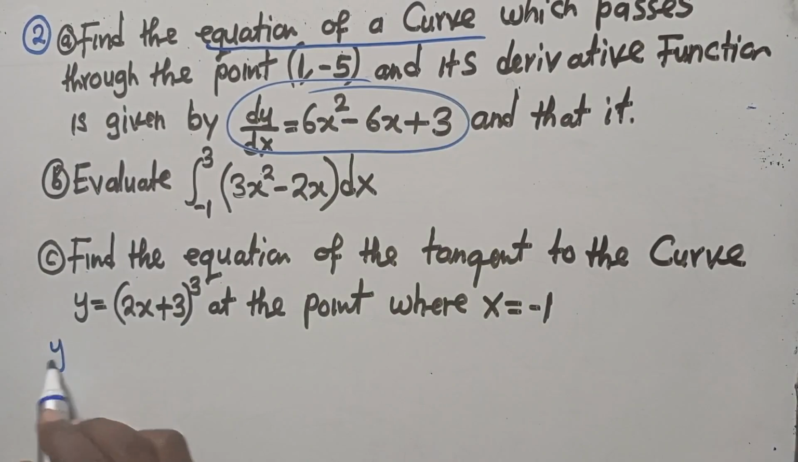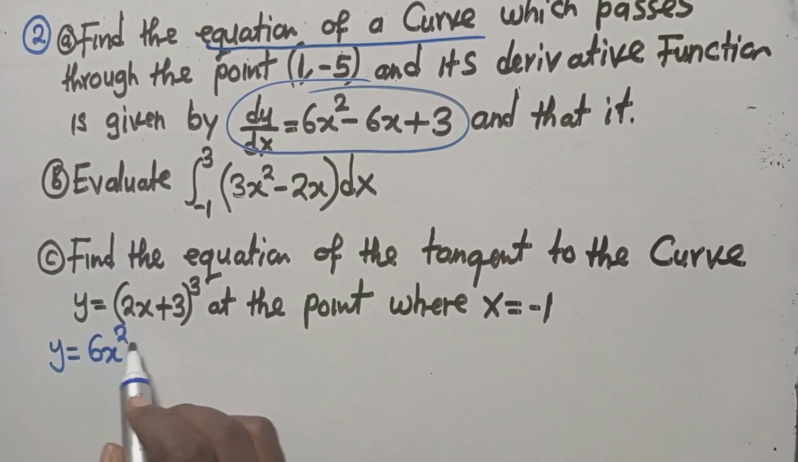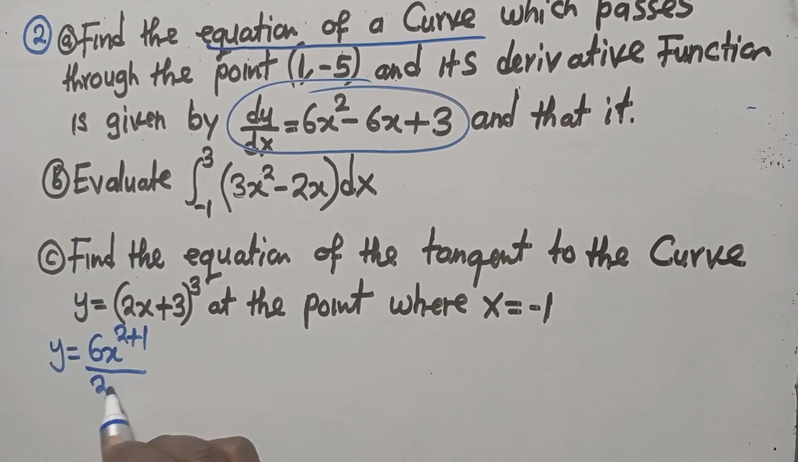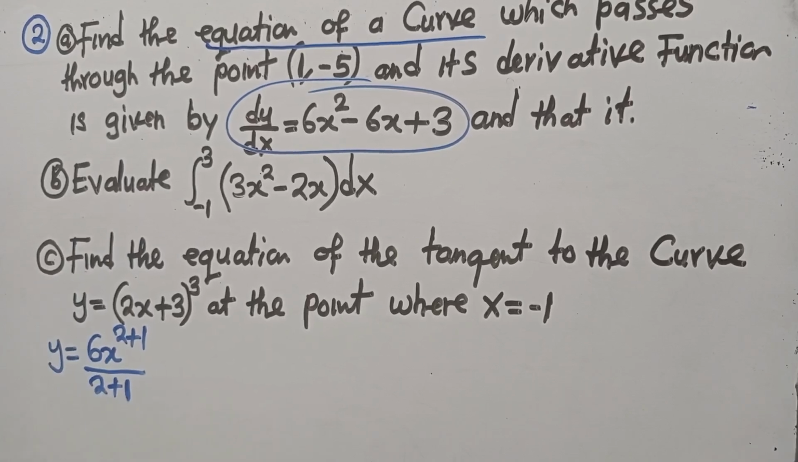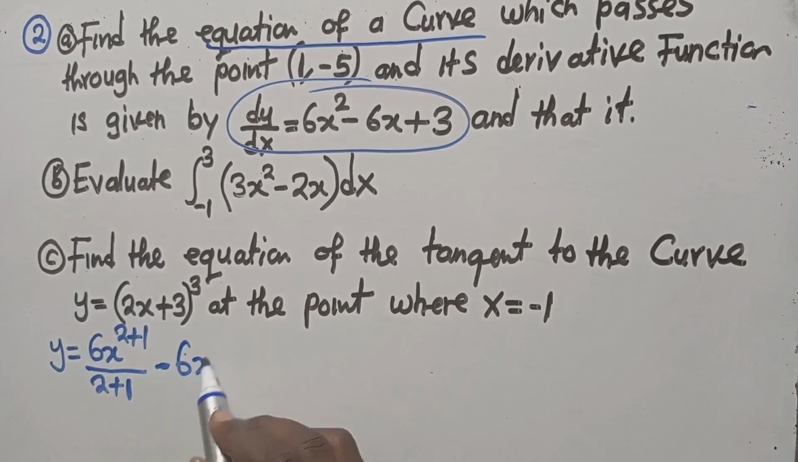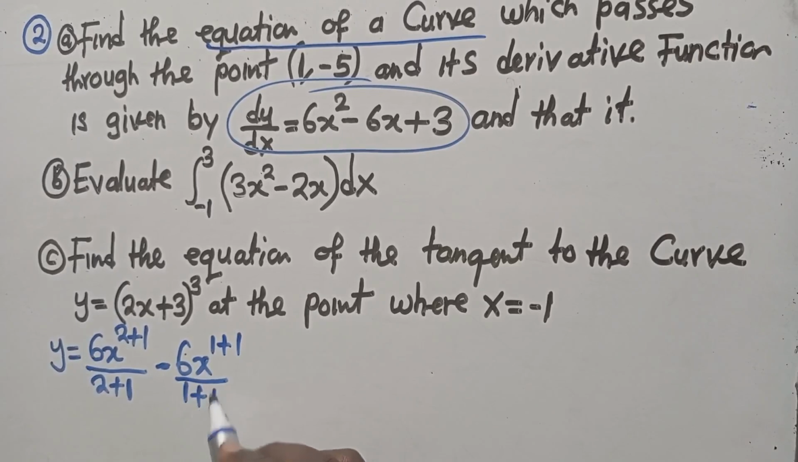I'll say y is equal to, how do we integrate? This is how we integrate. 6x squared to be maintained. We just say plus 1, then over what is on top comes down, 2 plus 1. This is how we integrate. Minus 6x, it means it is raised to the power 1. I'll just say plus 1 over 1 plus 1. What is on top comes down.